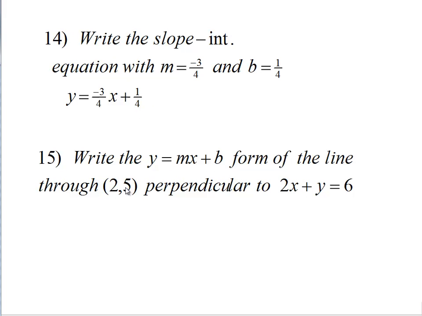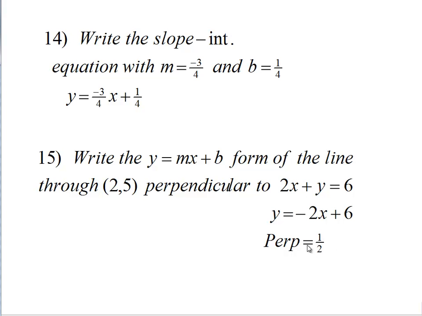Okay, write the slope-intercept form. If I have a point and a perpendicular line, I need a slope. So I solve for y. Negative 2x plus 6. Now perpendicular, you take this negative 2, flip it over, make it a half, and instead of negative, we make it positive. Perpendicular is the opposite, and it's flipped over. So negative turns positive, flip it over, becomes 1/2.